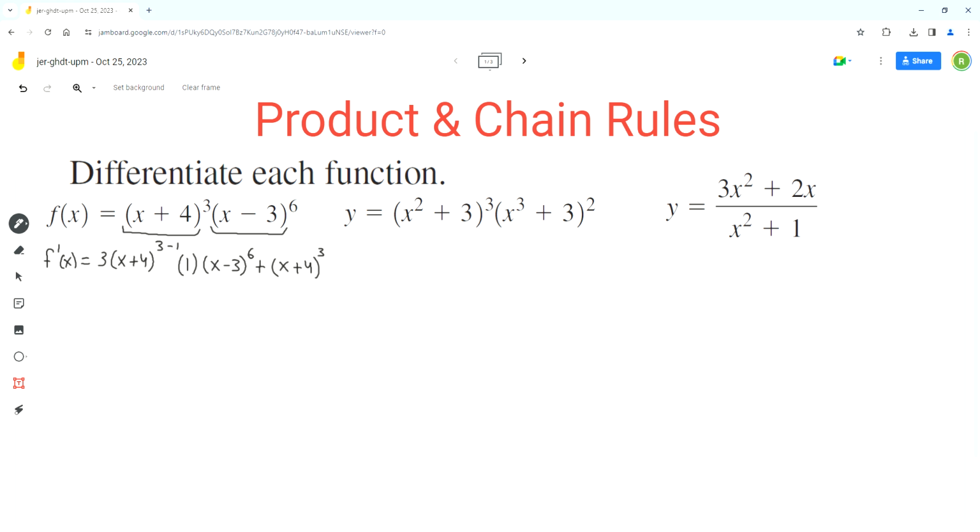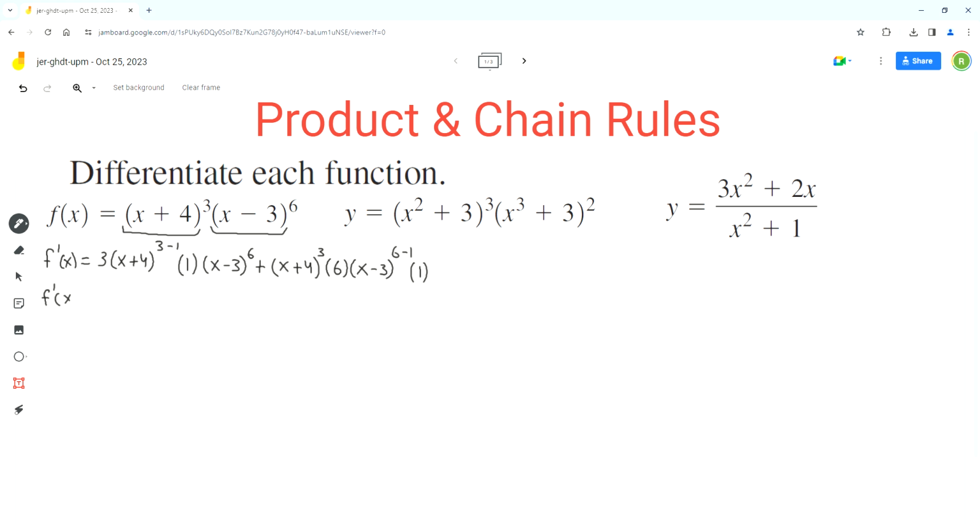times the derivative of the second function. So again we'll use chain rule. So we start with the derivative of the outer function, and for that we'll use the power rule. So it will be 6 and then (x minus 3) exponent 6 minus 1 times the derivative of the inner function, which will be just 1. Now we can simplify this expression.